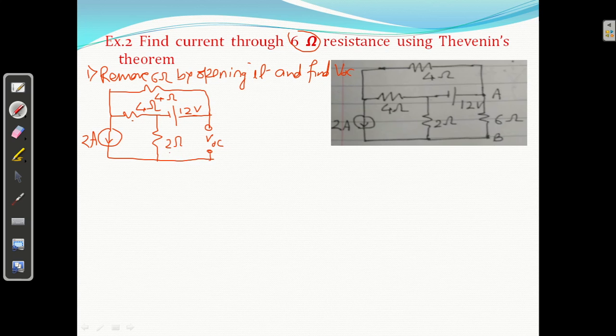So you need to find the current through 2 ohm. How will you find the current through 2 ohm? No need to do anything. Directly, how much current is coming from here? 2 ampere. What is the current up to here? 2 ampere. Right? Up to here. What is the current here? 0. Why?